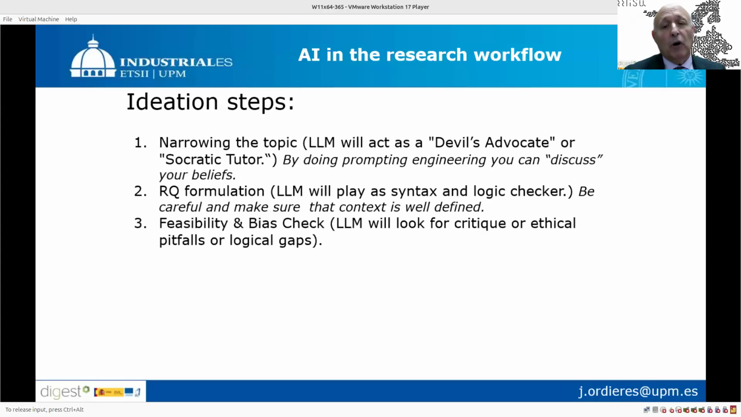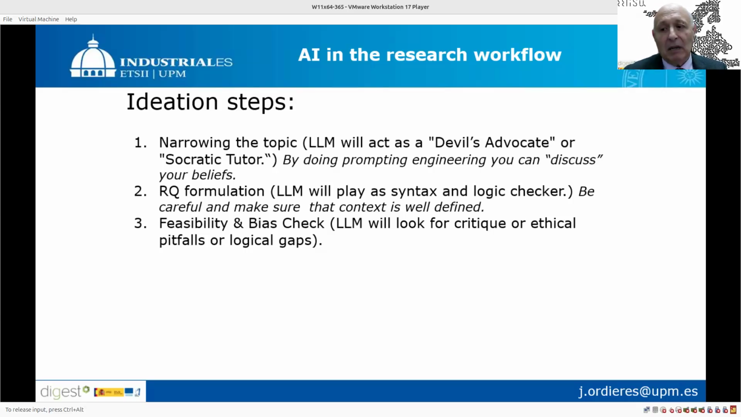Well, the points here in the ideation steps: normally the first one is narrowing the topic. Then you can play mainly two different games with the LLM. One, ask it to be a devil's advocate or to be a Socratic tutor, or both, depending on the style you prefer, for being constructive or trying to be resistant.